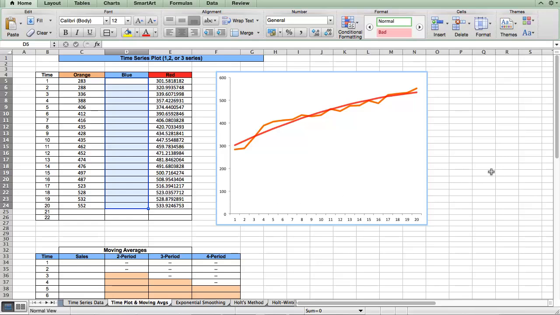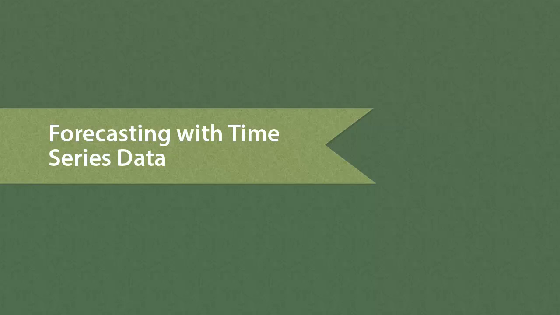So in summary, we could see that it's very important, when trying to create a model for forecasting with time series data, that we first examine the time series pattern, because it's by understanding the pattern that we are able to select the best method to minimize forecast error and get the most accurate forecasts that we can.